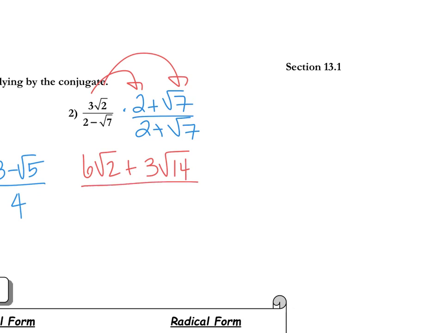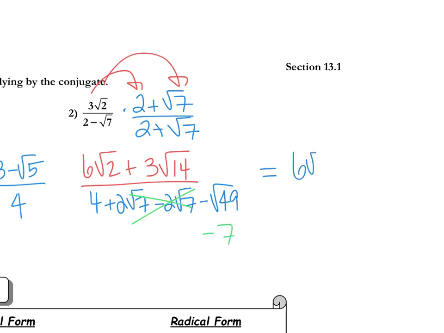And then in the bottom, FOIL it out. So 4 plus 2 root 7 minus 2 root 7 minus root 49. So these are going to cancel, which is what we want. And then this is going to be minus 7. So I get 6 root 2 plus 3 root 14 all over 4 minus 7, which is negative 3.